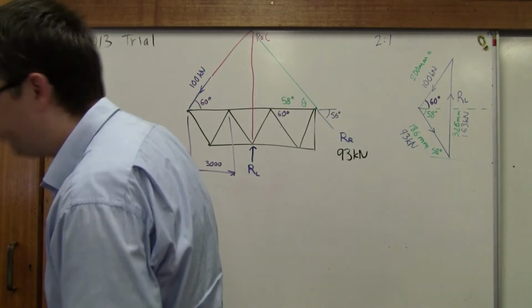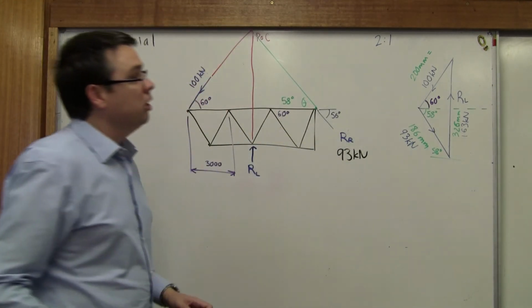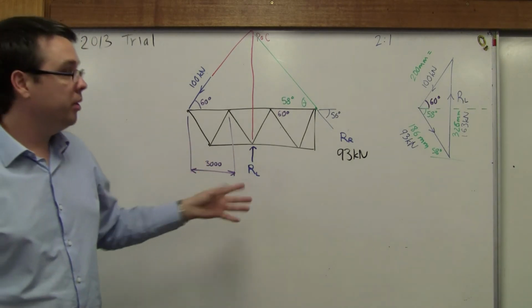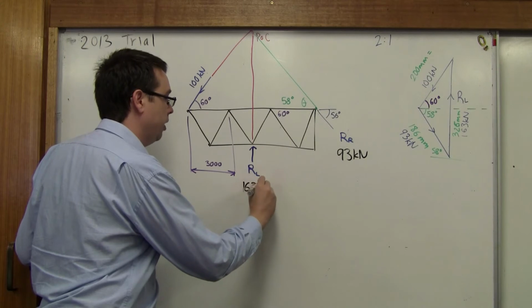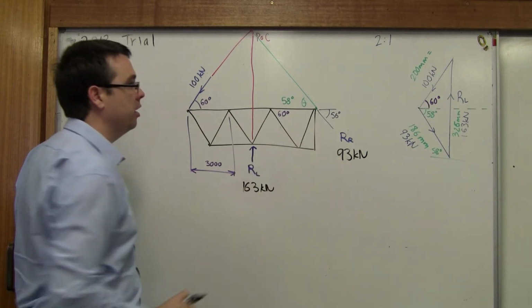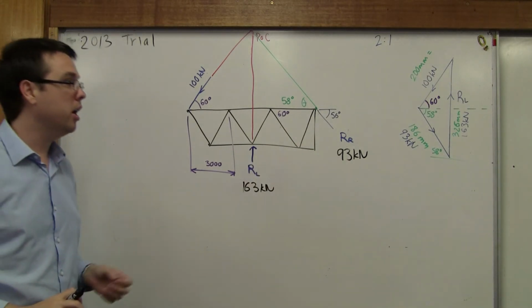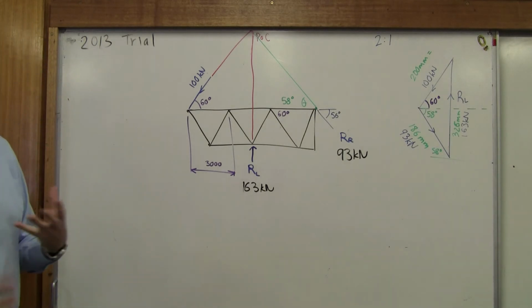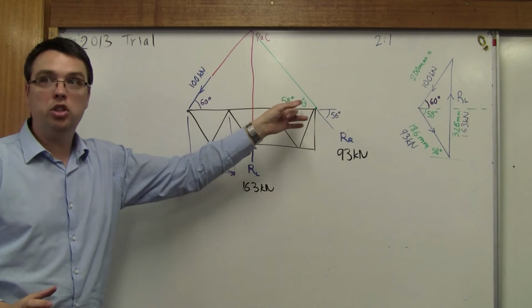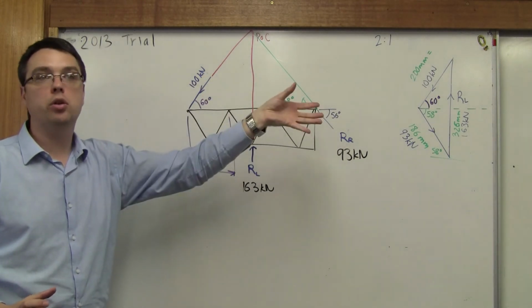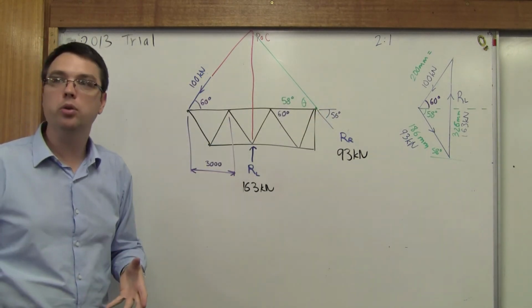Okay. So that's the answer I could give. I could say RL equals 163 kilonewtons and RR equals 93 kilonewtons. Let's see if we can get a slightly more accurate answer using this value that we've measured. We still are using a value that we've measured, so it's still a partially graphical solution.